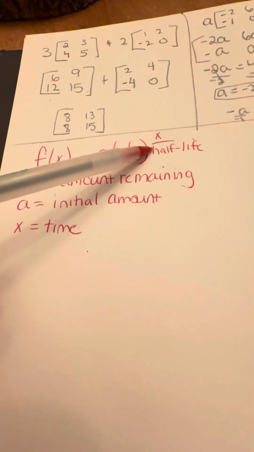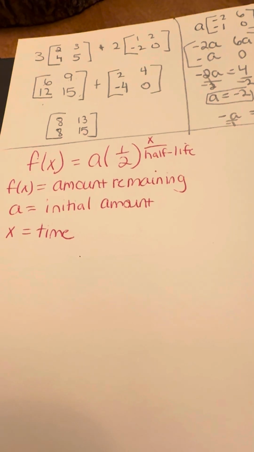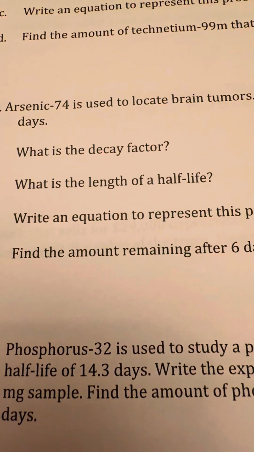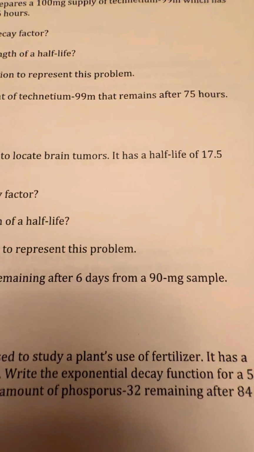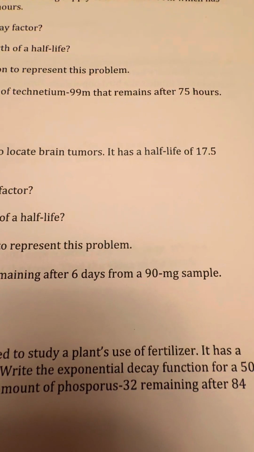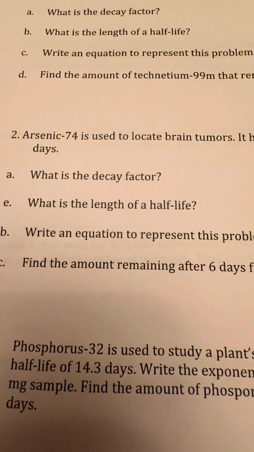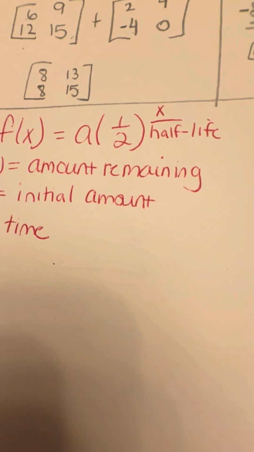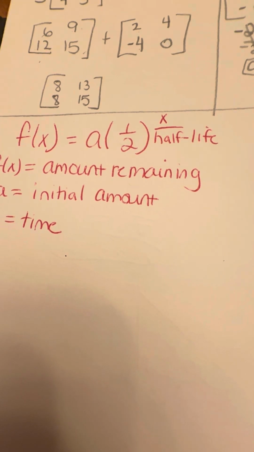But in this case, we are using whatever information is given to us for the half-life problem. So we're going to take a look at this problem right here. We have arsenic 74, which is used to locate brain tumors. And we are looking at what the half-life is. We're told that the half-life is 17.5 days. So when we're looking at this equation, it's really important that we pay attention to all of the pieces and where they go.